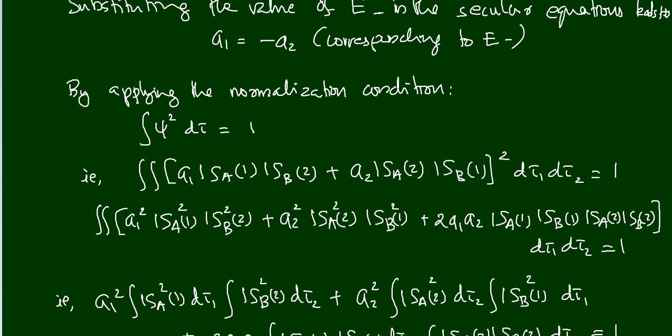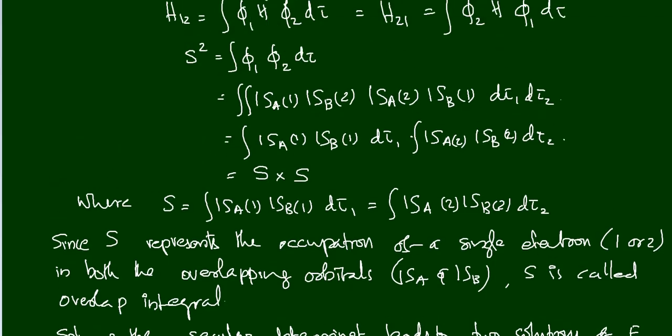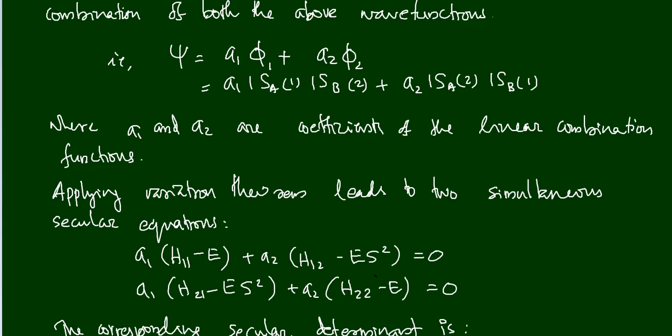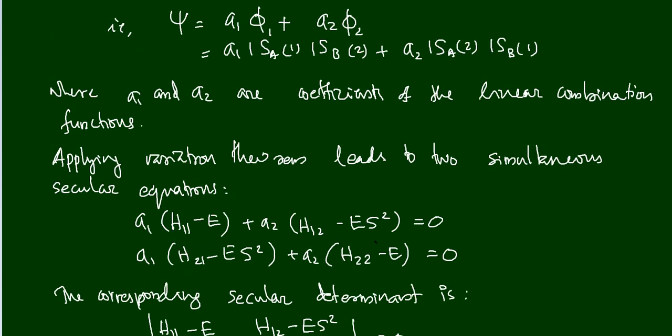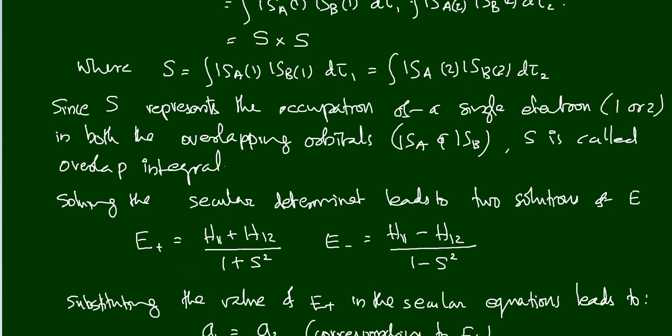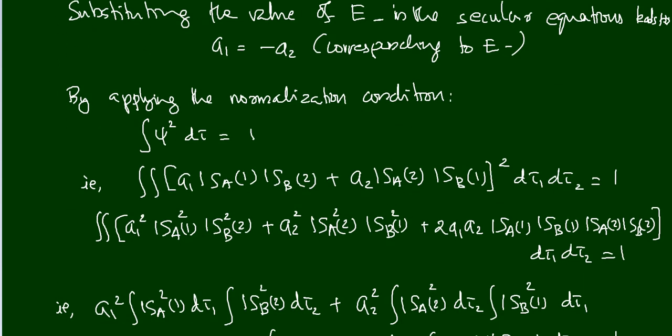We have already done this, because psi is equal to a1 phi1 plus a2 phi2, that is a1 1s a1 1s b2 plus a2 1s a2 1s b1. So we are going to substitute that psi here: the double integral of a1 1s a1 1s b2 plus a2 1s a2 1s b1, the whole square, d tau 1 d tau 2.